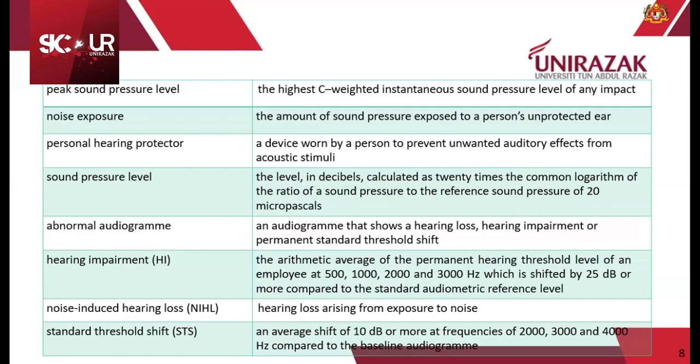Contohnya kalau katalah kita ada source of noise, kita guna decibel meter, berapa hertz yang dia hasilkan. So kita akan beli PHP yang sesuai. Contohnya noise tu pada sekitar 1,000 Hz. So maksudnya kita kena cari earplug yang boleh filter 1,000 Hz lah.